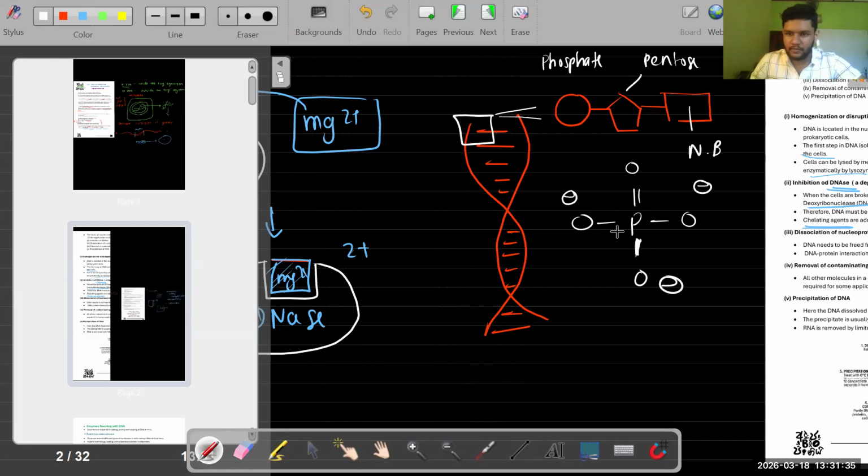So see 1, 2, 3, 4, 5. Right here a 5. So this one is completed. So this looks like PO3 minus. Do you agree with me or not?